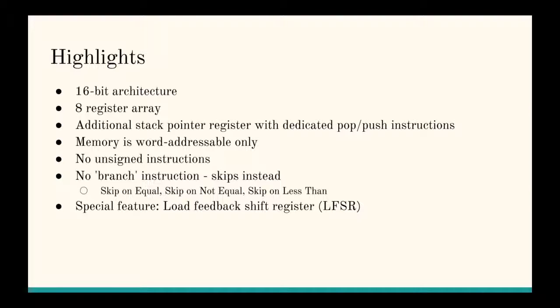And there's no branch instructions. Instead of this, I use skips. So skip on equal, skip on not equal, skip on less than. When these conditions are true, the PC gets incremented by 2. So you'd implement a branch by writing a skip instruction immediately followed by a jump instruction. And my special feature is a load feedback shift register, which I'll discuss shortly.